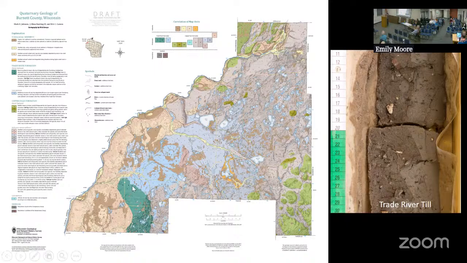So town of Grantsburg, somewhere right in here. That's like Crex Meadows. That brown is wetlands. Gray till at the surface, pretty silty, hard for water to infiltrate to recharge the groundwater system.